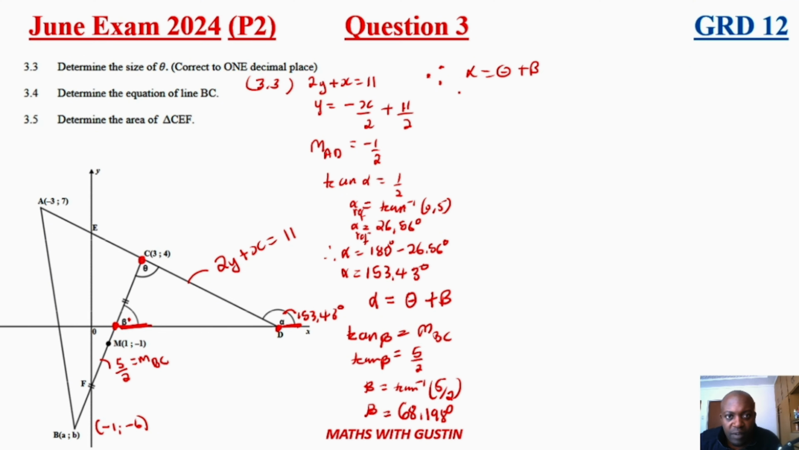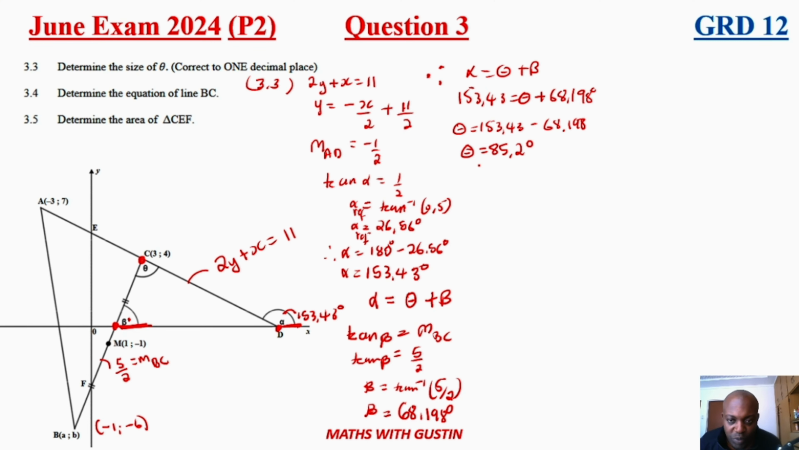All right, what is alpha? It's 153.43, and then theta we don't know what it is, and then beta, it's 68.198. Therefore take the one to the other side, and then we punch this into our calculator. Let me see what I'm getting here on my calculator. We should arrive at an answer of 85.2. All right, and that's how you would deal with this question of 3.3.